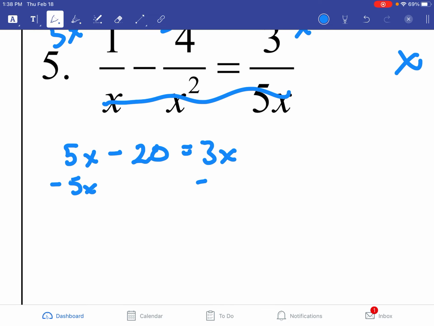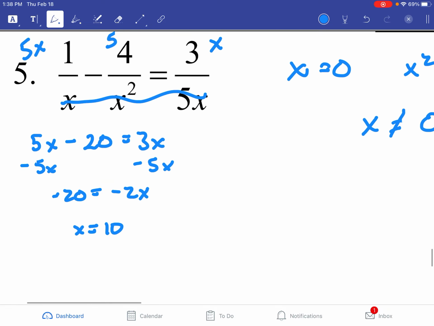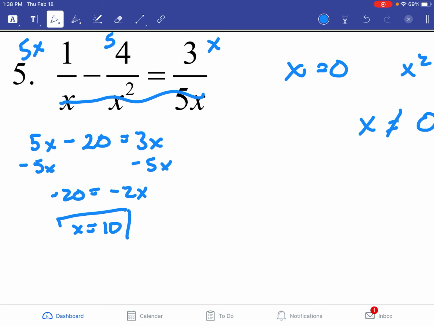I'm going to subtract the 5x to the other side so that the negative 20 can stay. So negative 20 equals negative 2x. Divide both sides by negative 2, and x will equal positive 10. Since that is not one of the domain restrictions, that works as our answer.